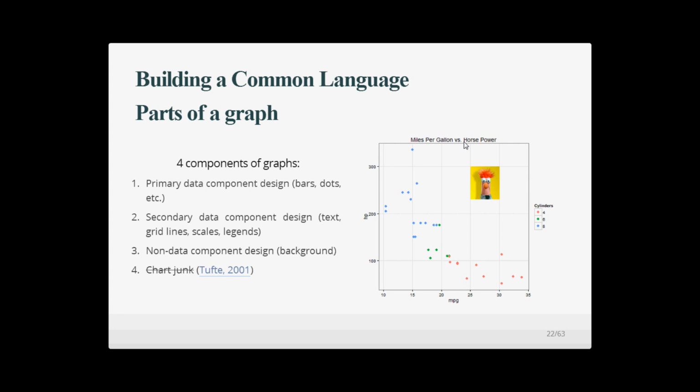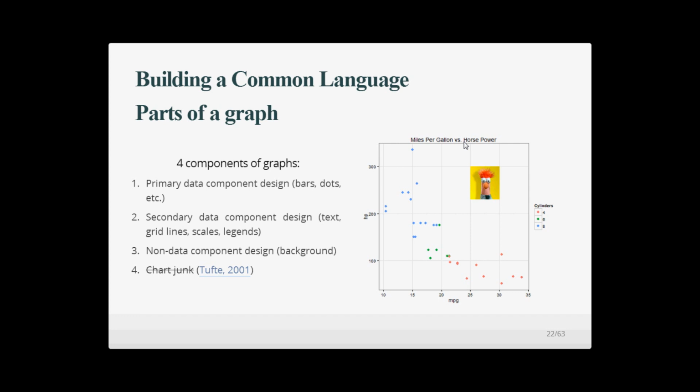You have a primary data component, or primary data design. In the graphic here at the right, those would be the dots. These are your geoms. So it's your bars, your points, your lines, and your boxes, or whatever geom you're dealing with. Then you have secondary data component design. These really play a supporting role. So your primary data component should pop. That should be the thing that stands out above all the other data design components.